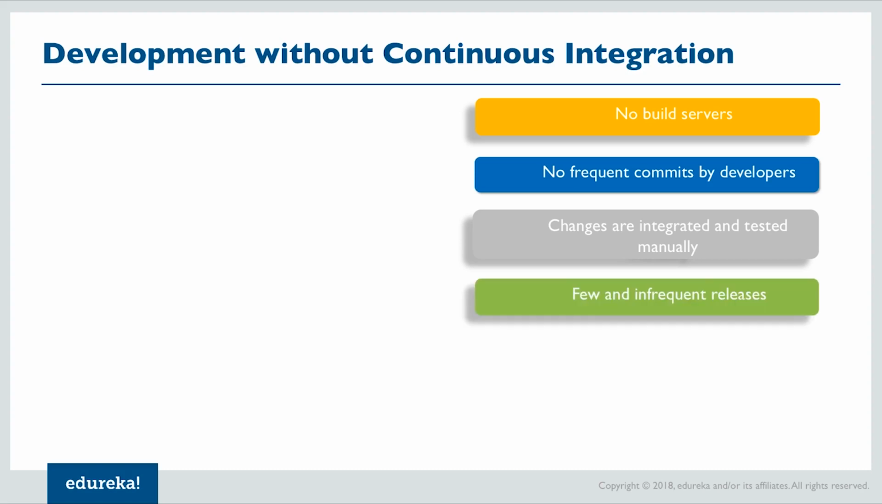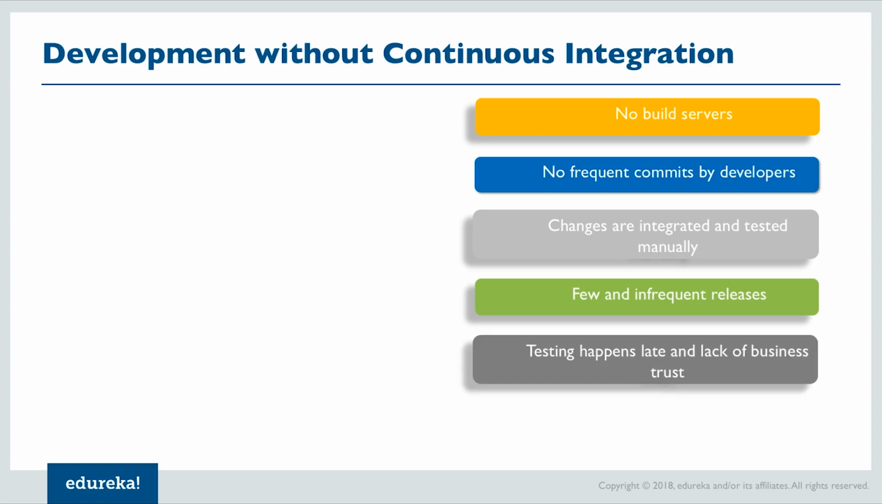And of course, all of these initial steps, because of no build servers, no frequent commits, and all these manual steps, you have very few and very infrequent releases, which is an obvious thing, right? And because of this, testing happens late and there is a lack of business trust. Of course, you have written a lot of code and then the testing happens. We spoke about shifting left, right? So in this case, if you don't have a proper CI, basically we are shifting right. We are delaying the testing process and we are delaying the integration process.